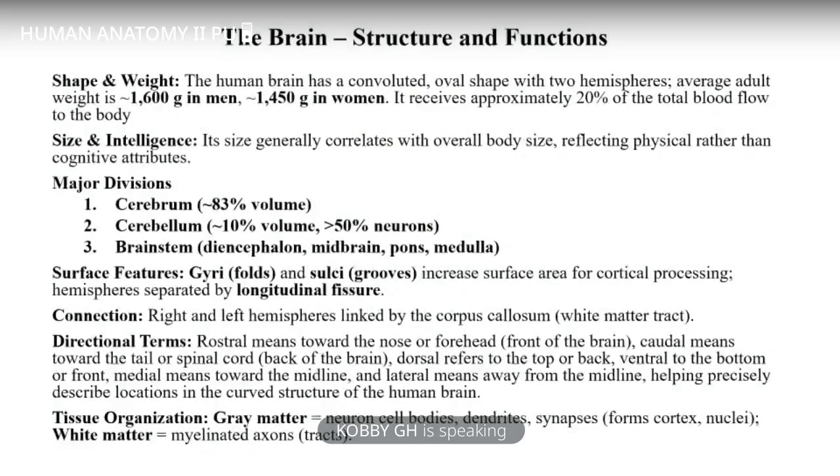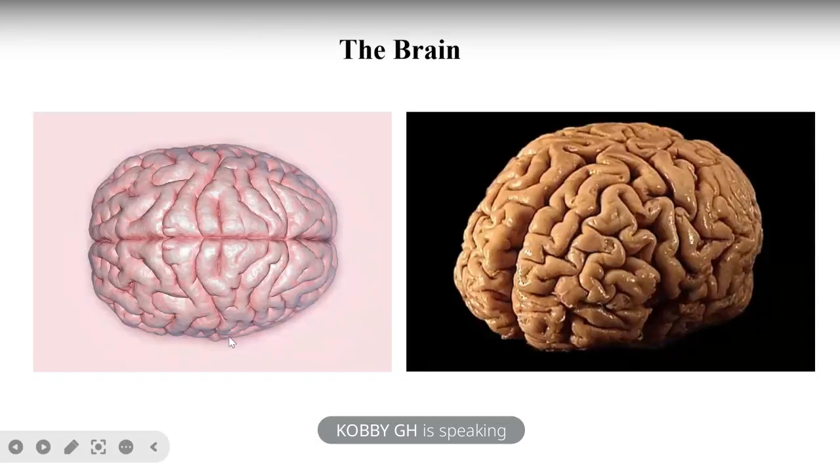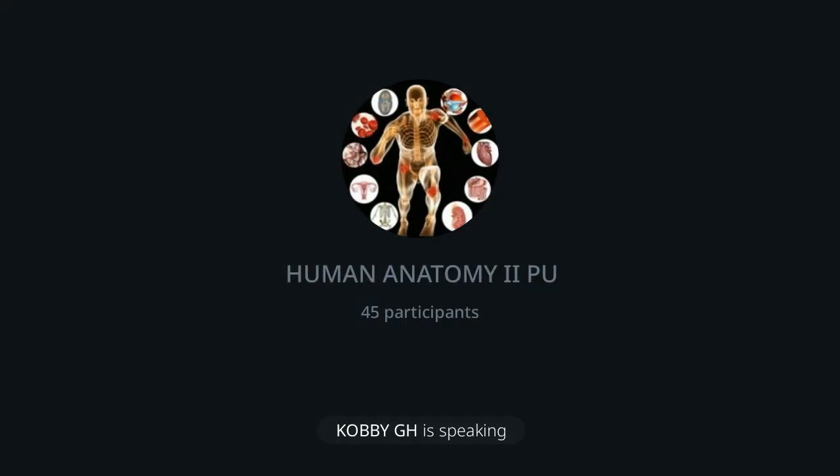Now, the brain is more like an oval-shaped organ with two hemispheres. You see, it's divided into two. We have two hemispheres: the left hemisphere and the right hemisphere of the brain.